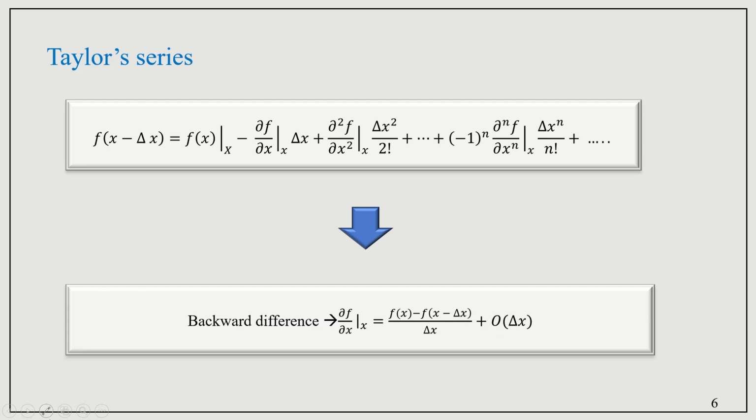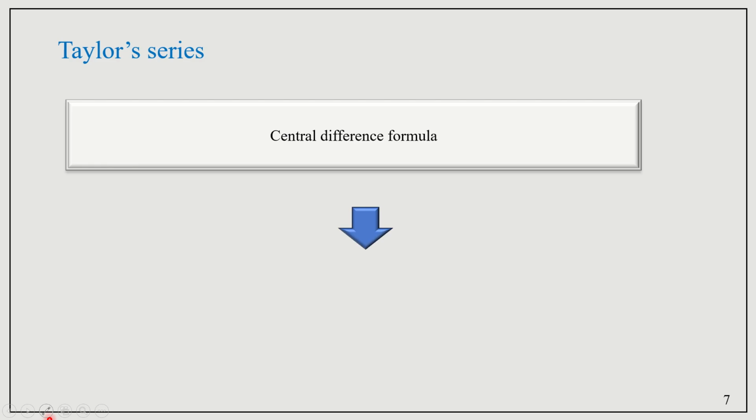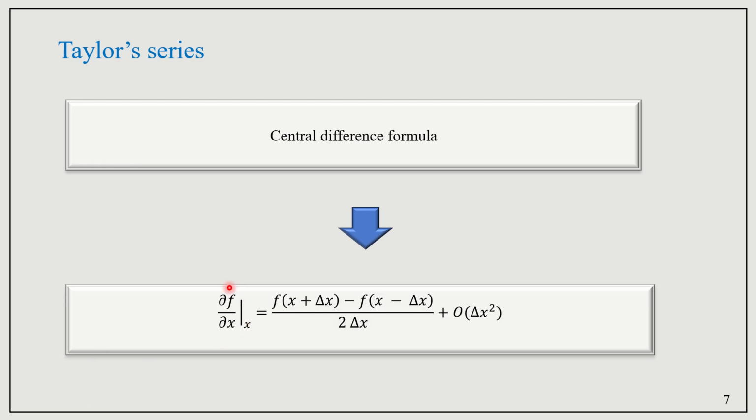Till now we have seen forward difference and backward difference. Now we have the central difference scheme. I am directly giving the central difference formula over here. Dou f by dou x at x equal to f of x plus delta x minus f of x minus delta x, divided by 2 into delta x, plus a term of the second order, because the truncation error terms are raised to the power of 2. So we are calling it second order.